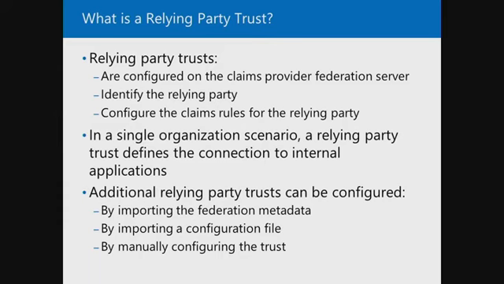A relaying party trust is configured on the claims provider Federation server, configured as claims rules. In a single organization scenario, the relaying party simply defines your connection to your internal application. You can do the exact same thing by importing metadata, by importing a configuration file, or by manually configuring those things. Again, that's done internally.